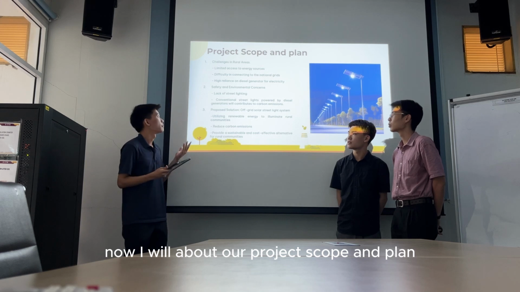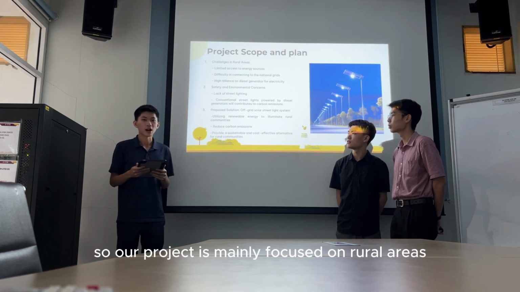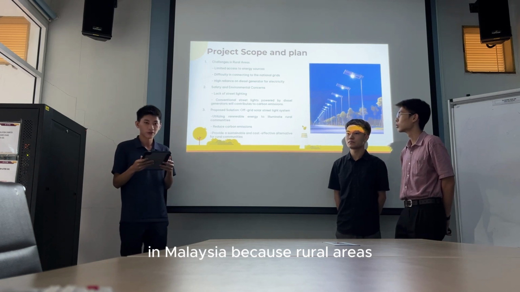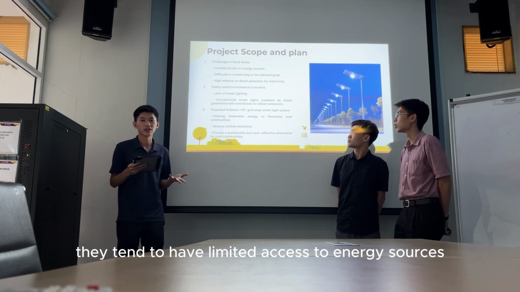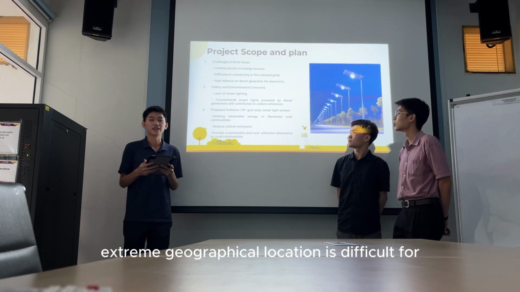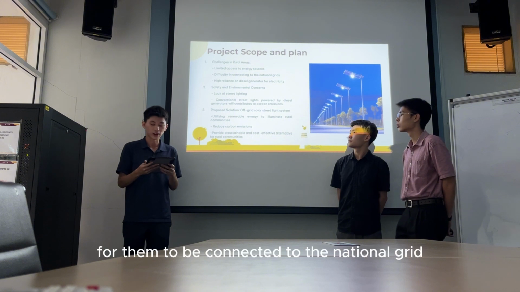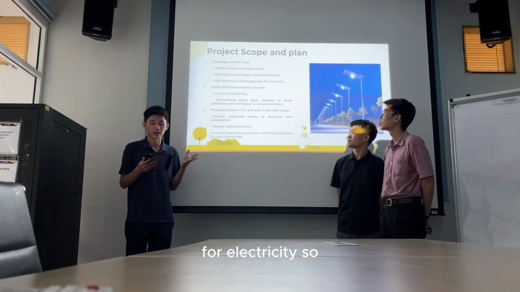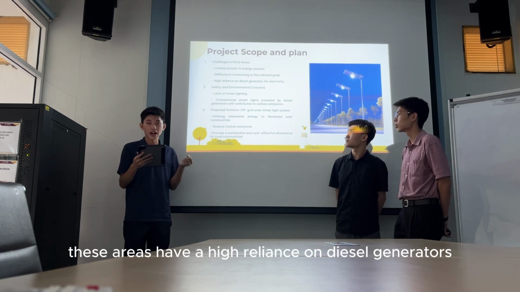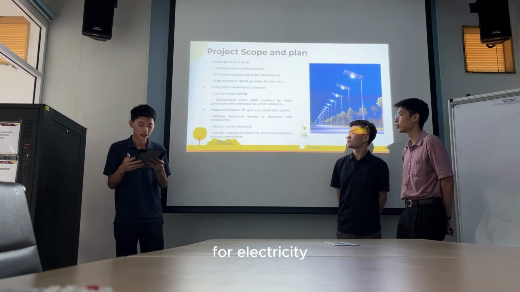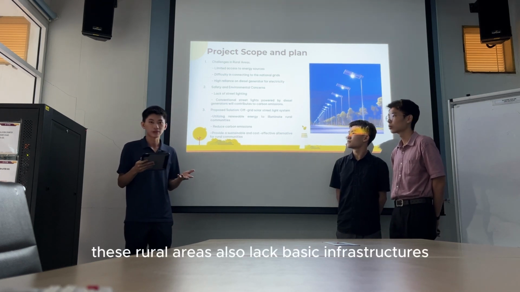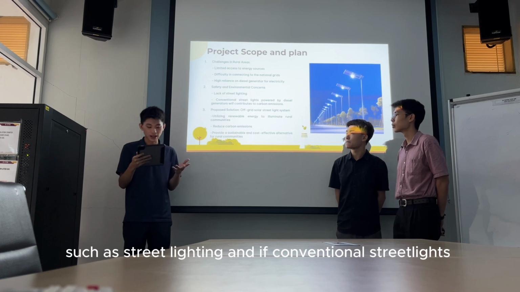Okay, so now I'm going to talk about our project scope and plan. So our project is mainly focused on rural areas in Malaysia. Because rural areas tend to have limited access to energy sources, and due to their extreme geographical location, it is difficult for them to be connected to the national grid for electricity. So these areas have a high reliance on diesel generators for electricity. And because of that, these rural areas also lack basic infrastructure such as street lighting.